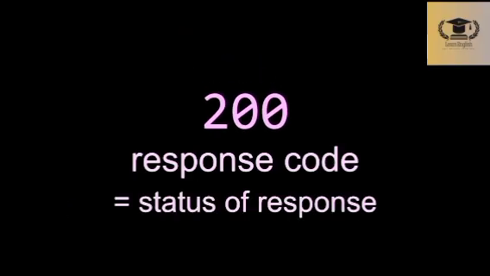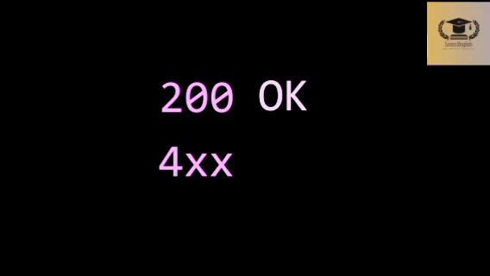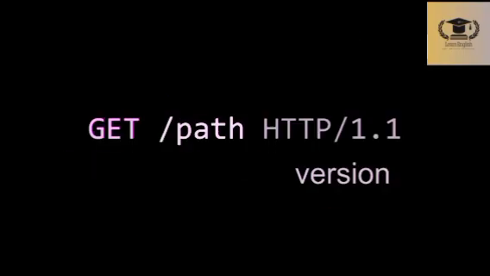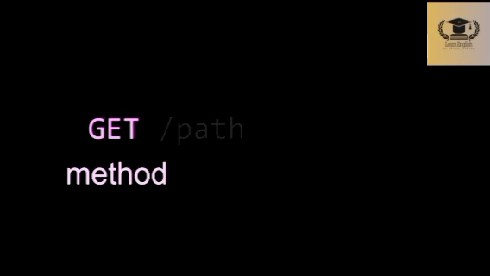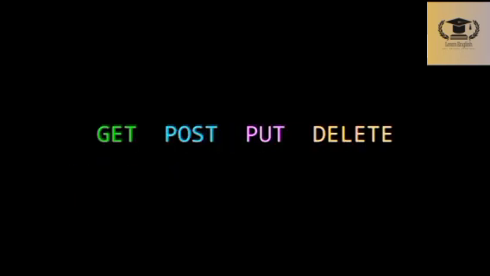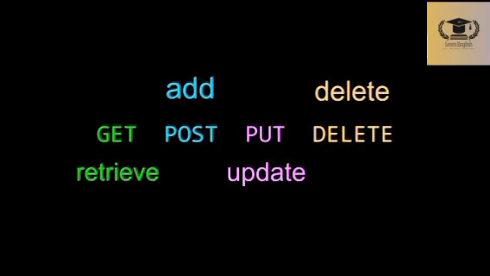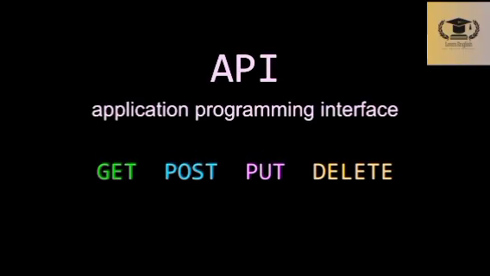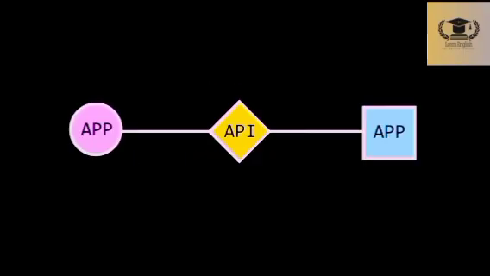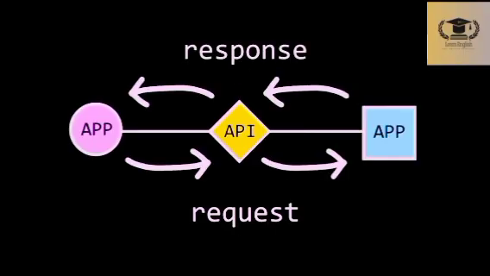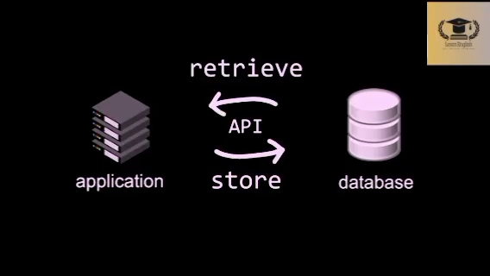But sometimes things can go wrong. With every HTTP response comes a response code, which carries information about the status of the response. For example, 200 means OK, and anything starting with 4 is an error, the most famous one being 404 page not found. HTTP requests can carry different methods, for example get, post, put, and delete, so retrieve, add, update, and delete information. These are often used by application programming interfaces, which connect to applications and allow them to interact with each other, for example store and retrieve data from a database.